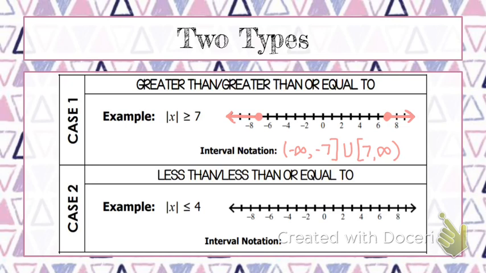Okay, and if you remember from our last videos, this is an OR inequality. X is less than -7 or greater than +7.